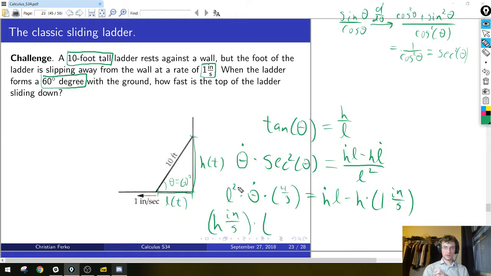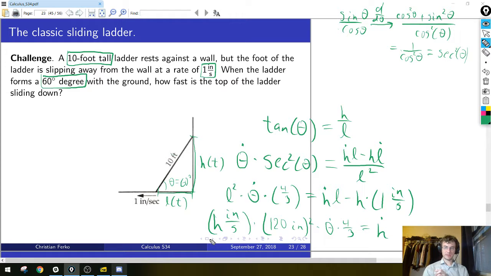I'll put in the L squared, so L is 10 feet. I'm going to move everything into inches. So L squared, let's see, 10 feet in inches is 120 inches, right? 120 inches squared, so there's the L squared. We still have a theta dot and a 4/3. And then you say we divide by L, so we're left with an h dot on the right side.